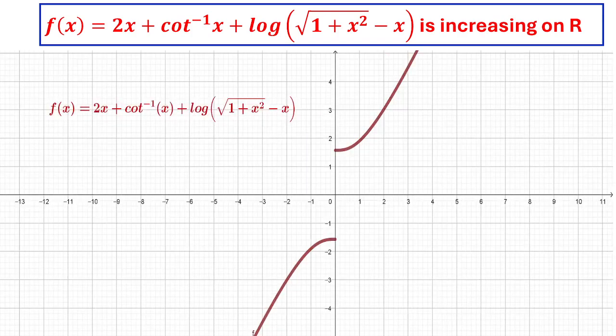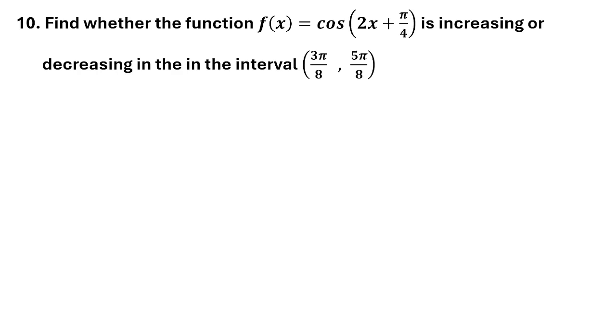Now we are seeing the graph of it. Actually, this graph is having two parts because this function is not continuous at some point. And you are seeing that the function is always going up. Therefore, it is an increasing function. Let us move on to question number 10.